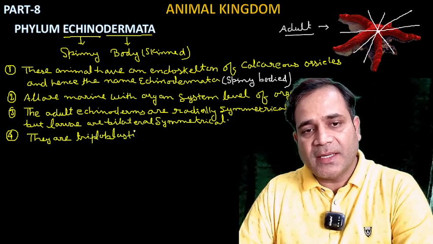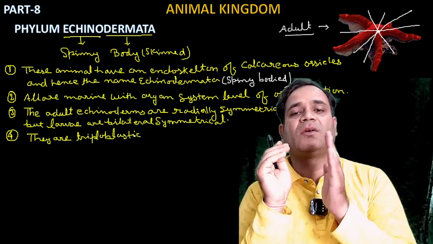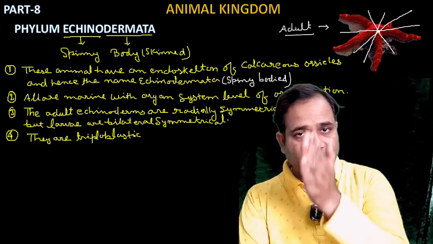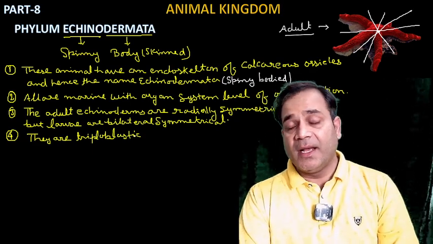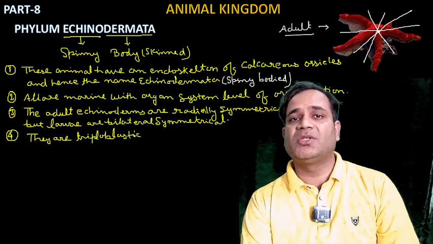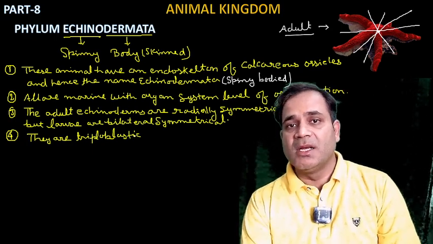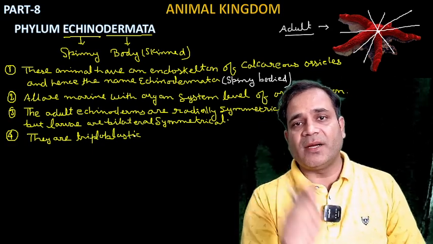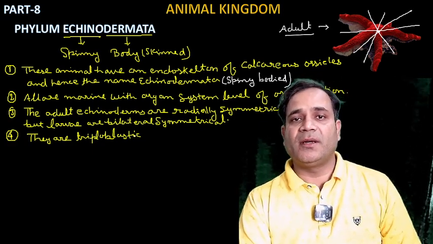Triploblastic. If I'm saying here triploblastic, it means what? The origin having what? Outer ectoderm, middle mesoderm, and inner layer, that is endoderm. I told you in the previous lecture, in part 1, about the general characteristics of the animal kingdom. So you have not watched that video? Go through that video and watch whatever I taught in the previous class.